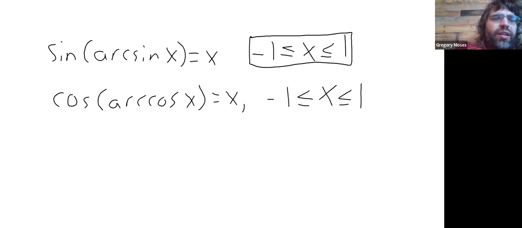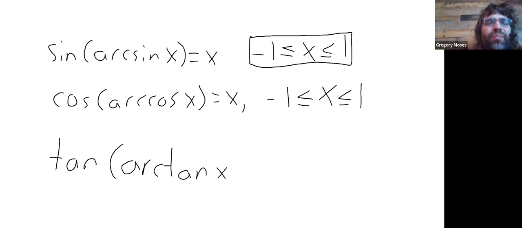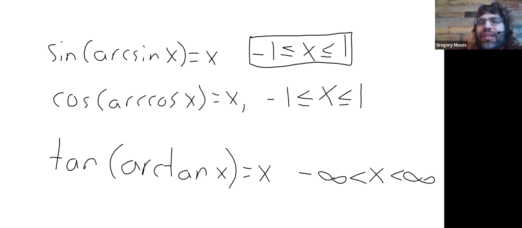And this idea that I'm giving these restrictions, but they're kind of fake, reaches its summit when we write down that the tangent of the arctangent of x equals x, but only if x is between infinity and negative infinity. Yeah. And it's like, yeah, well, this is every number. It's not a real restriction.